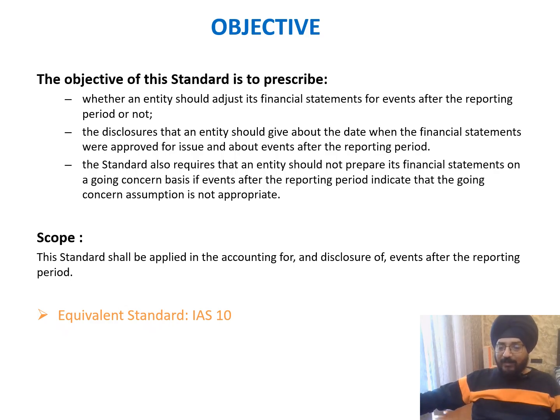Okay, so we'll quickly cover the objective of this IND AS 10. The objective is whether an entity should adjust its financial statements for events after the reporting period or not. Which means that there are certain events for which we need to make some adjustment, and there are certain events for which we do not require any adjustment in the financial statements. We just require to disclose the impact of those in the financial statements, if at all the impact is material.